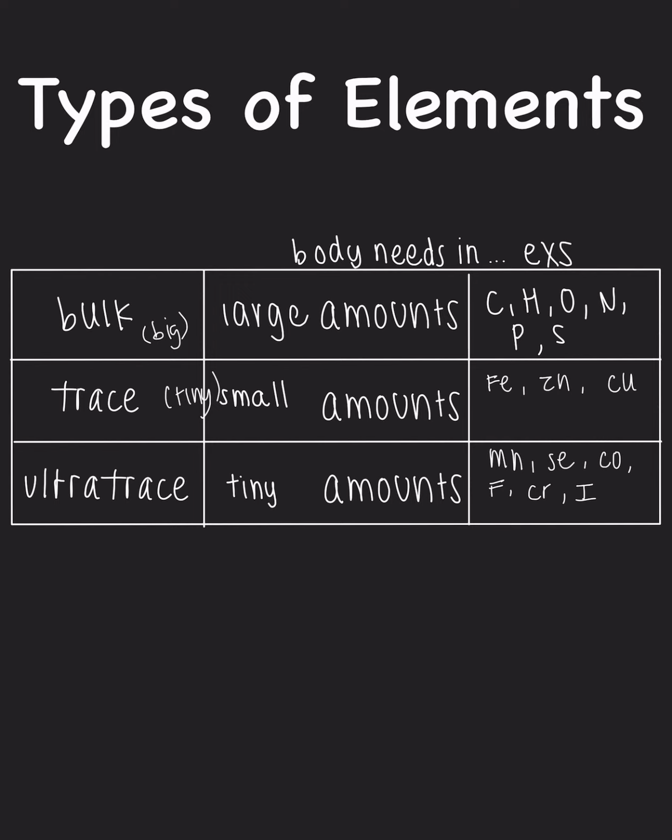And for ultra trace, you can think ultra tiny, or you can think teeny tiny. And yes, I said teeny tiny. That's a really small amount. Those are going to be, for example, fluorine, chromium, selenium, cobalt, manganese, iodine.